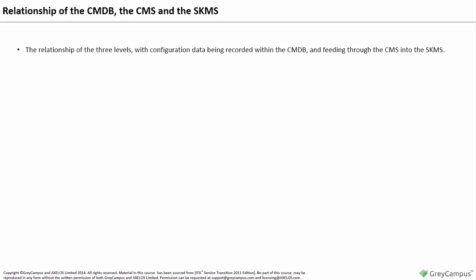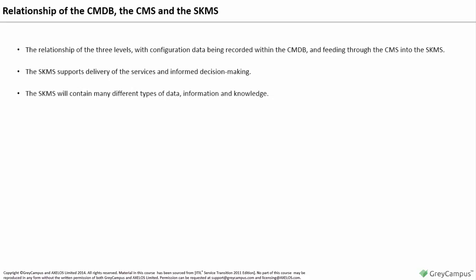Relationship of the CMDB, the CMS and the SKMS. The relationship of the three levels, with configuration data being recorded within the CMDB and feeding through the CMS into the SKMS. The SKMS supports delivery of the services and informed decision making. The SKMS will contain many different types of data, information and knowledge.